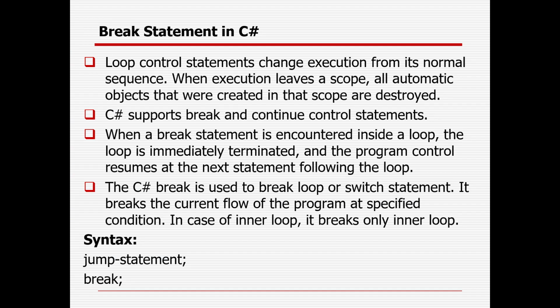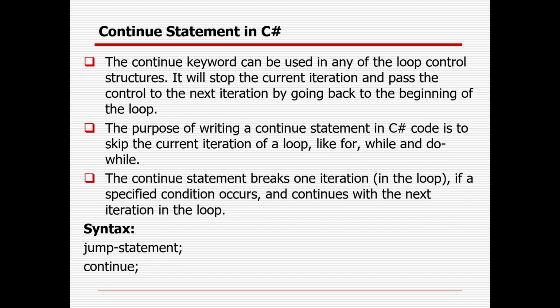The next important keyword in C# is the continue keyword. The continue keyword can be used in any of the loop control structures. It will stop the current iteration and pass the control to the next iteration by going back to the beginning of the loop. The purpose of a continue statement in C# code is to skip the current iteration of a loop like for, while and do while. The continue statement breaks one iteration in the loop if a specified condition occurs and continues with the next iteration of the loop.